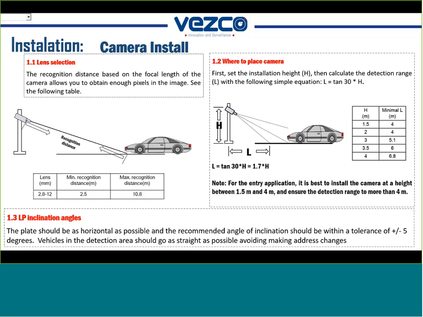License plate inclination angles. The plates should be as horizontal as possible, and the recommended angle of inclination should be within a tolerance of more or less 5 degrees. Vehicles in the detection area should go as straight as possible. Avoid making changes. Again, it's very important that we set out specific lanes when it comes to license plate recognition so that the vehicles will not swing from lane to lane, making the camera read it correctly.